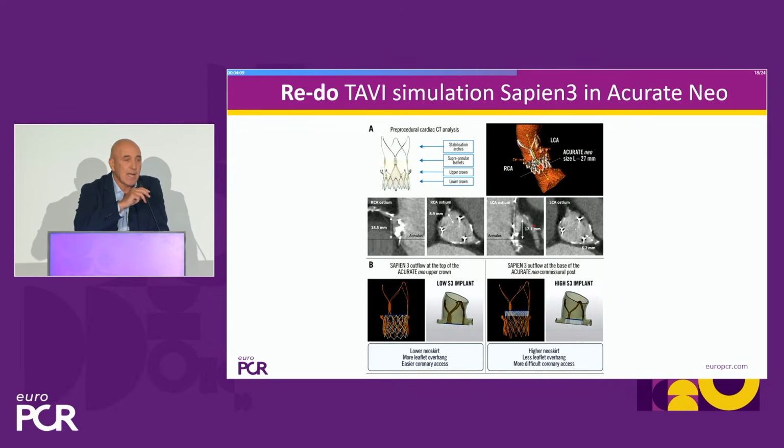In this case it was done with a CT scan, where to place a second valve. In this case, they decided to place a balloon-expandable valve in a very low position to reduce the risk of coronary access difficulties. Of course, if you stay very low, you can have some overhanging of the leaflet, but normally with this kind of valve, you can have a very perfect position.